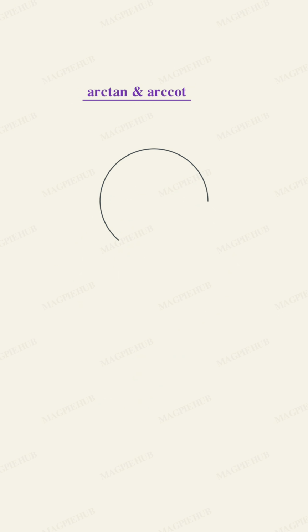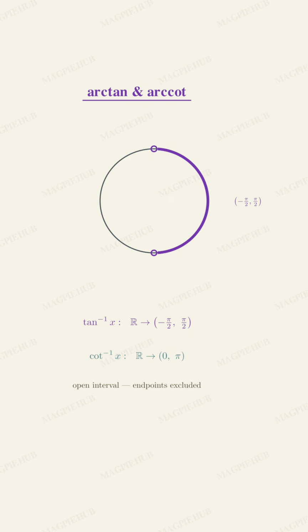Now inverse tangent and inverse cotangent. Tangent takes every real number, so tan inverse x has domain all reals. Its range is minus pi over 2 to plus pi over 2, but the endpoints are excluded since tangent is undefined there, so it's an open interval. Inverse cotangent also has domain all reals, but range 0 to pi, again open.